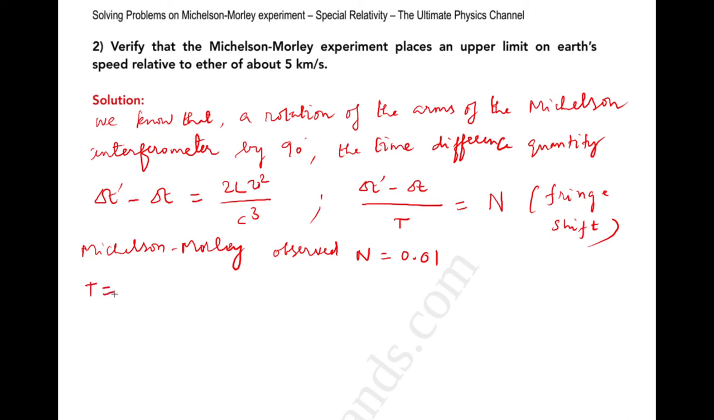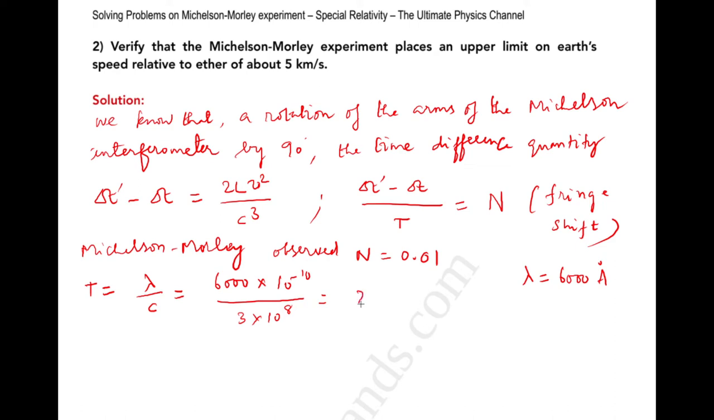If they had used, let us say, roughly a light wave, which was sodium actually, 589 nanometers, let me put it approximately as 600 nanometers or 6000 angstrom. Then you have T equal to lambda over c, where c is the velocity of light. So lambda is 6000 into 10 power minus 10 meters over 3 into 10 power 8 meters per second. That's the speed of light roughly.